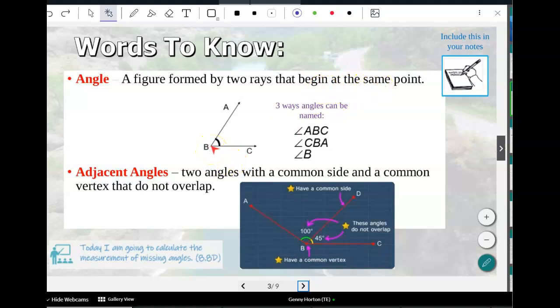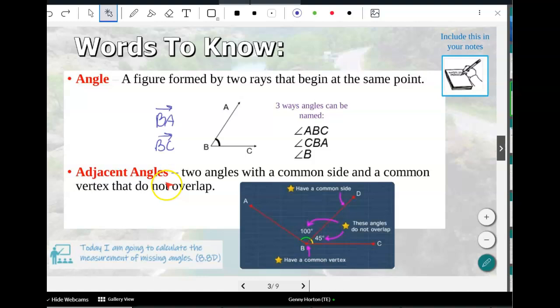So it's formed by the two rays, ray BA and ray BC, and that is denoted with BA and you put that arrow above it, and then BC is the other ray.